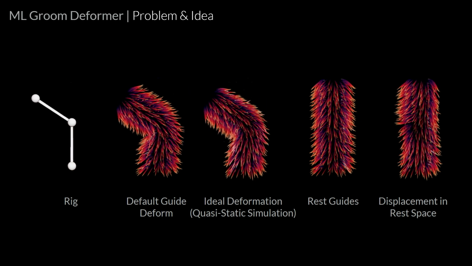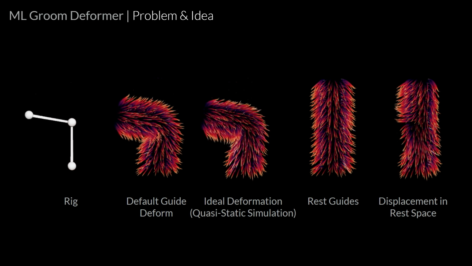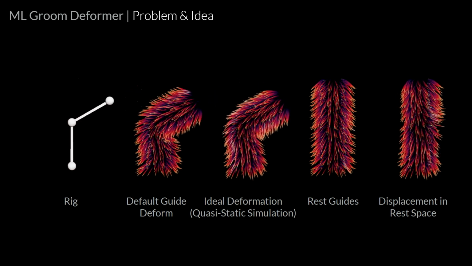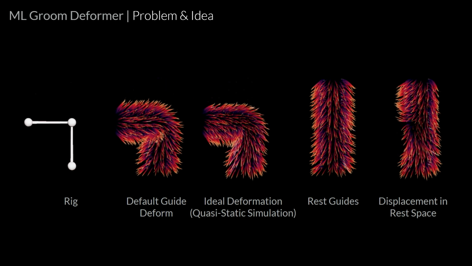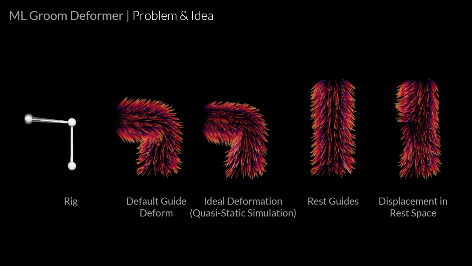The ideal way would look something like this, where you get nice layering of all the hair curves and no intersections. The other two positions showed rest guides and how the displacement would have to be applied to those rest guides to avoid any intersections. So this is the ideal case we would want to be training for.